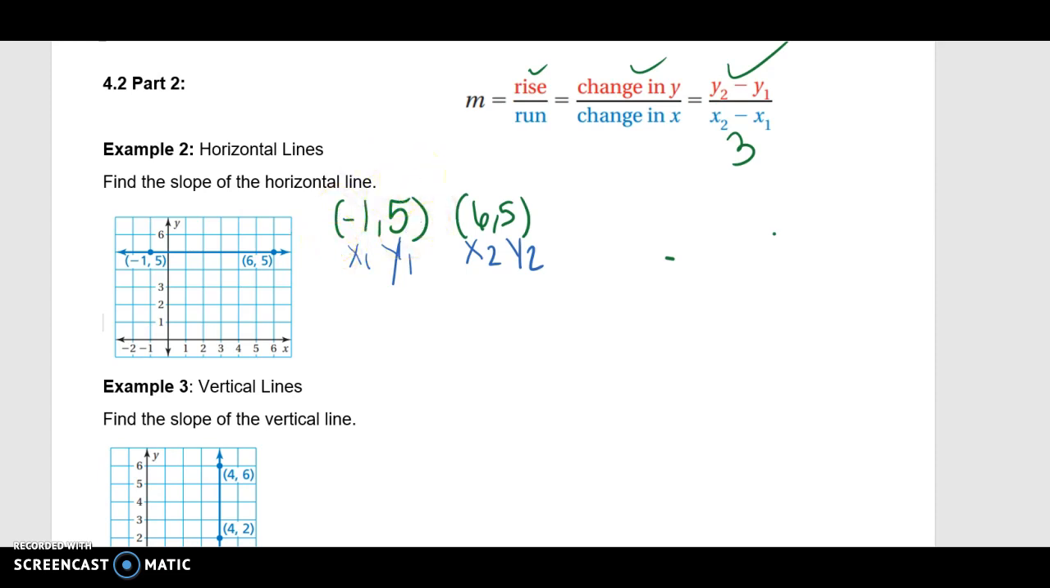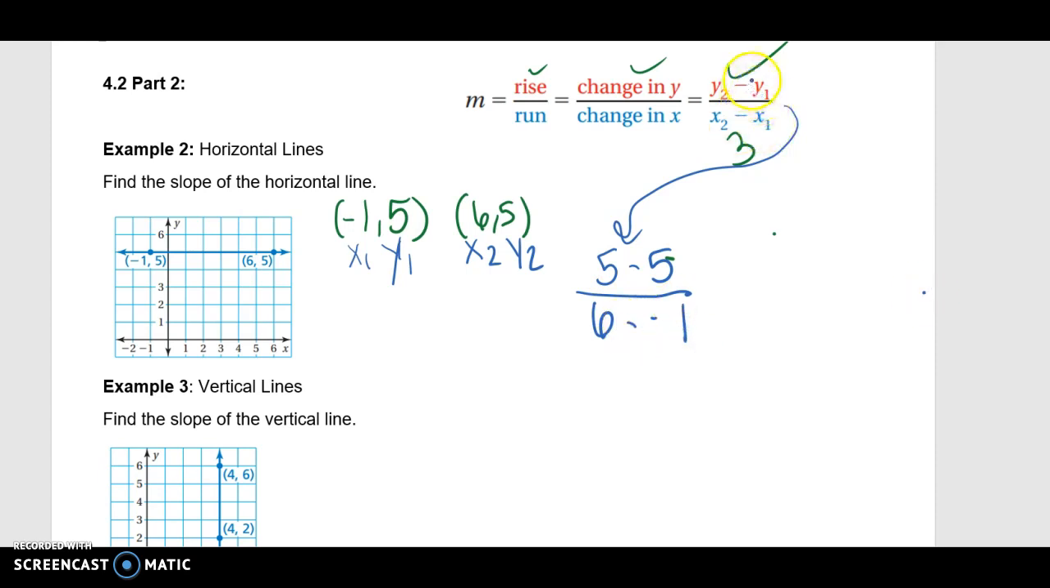The second thing I'm going to do is simply use this equation, and I'm just going to plug in or replace the numbers that I already labeled in step 1. So my y2, I said that was 5. My y1, I said was 5. My x2, I said was 6. And my x1, I said was -1.